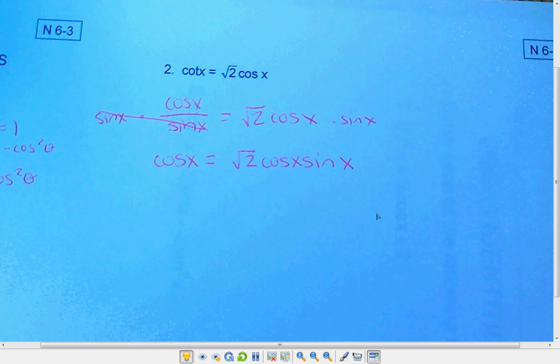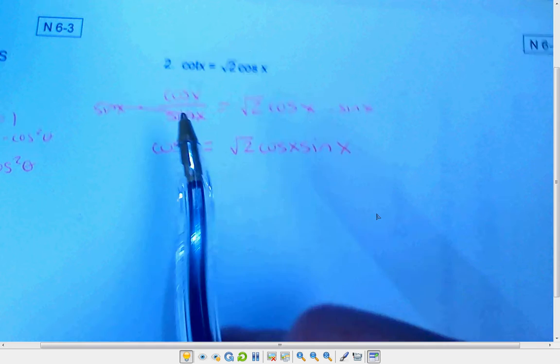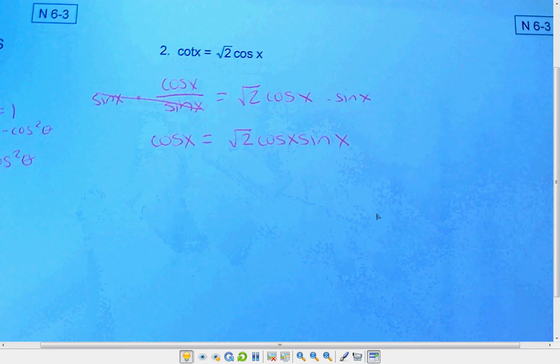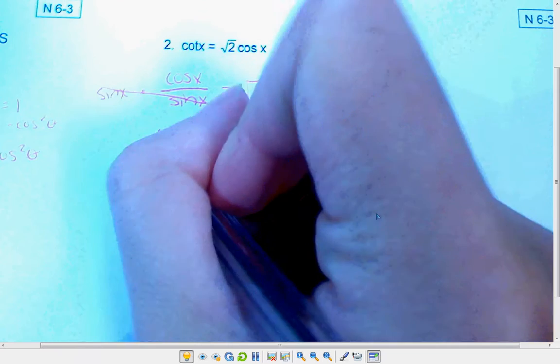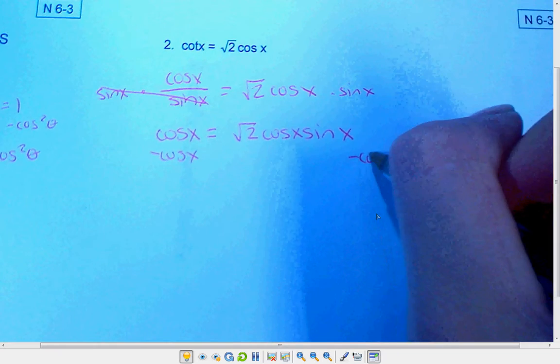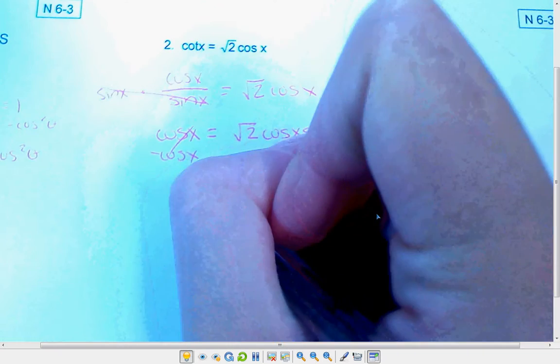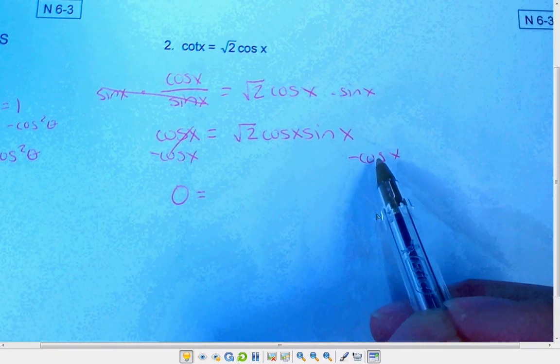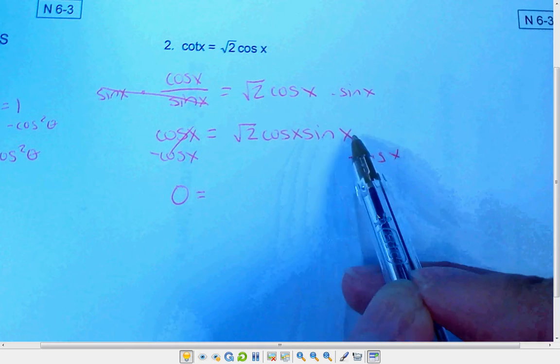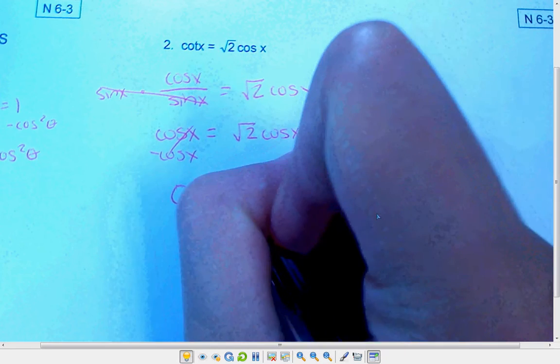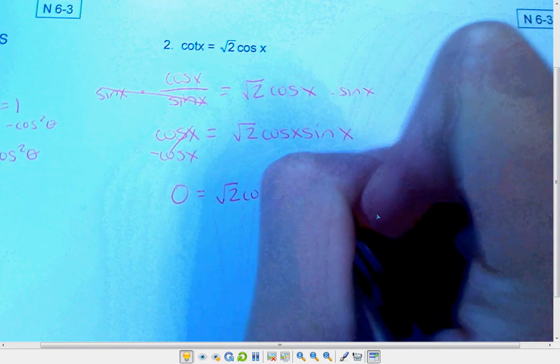So now, what I want to do is, again like before, make one side equal to 0. So let's subtract cosine x from both sides. This gives us 0 on this side. Over here you cannot subtract cosine x from cosine x sine x because these are not like terms. So we're just going to leave them as 2 separate terms.